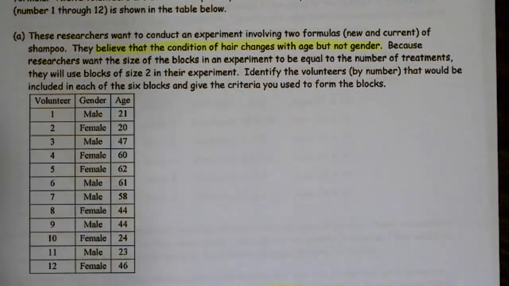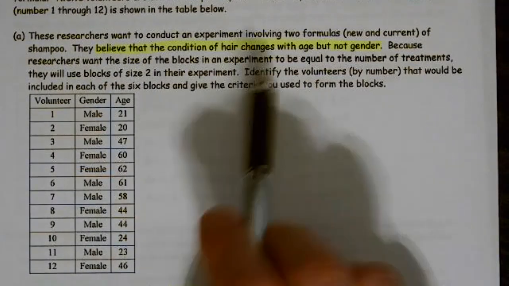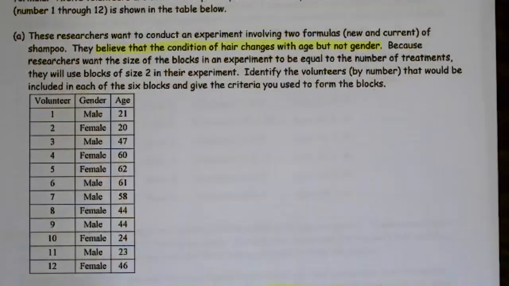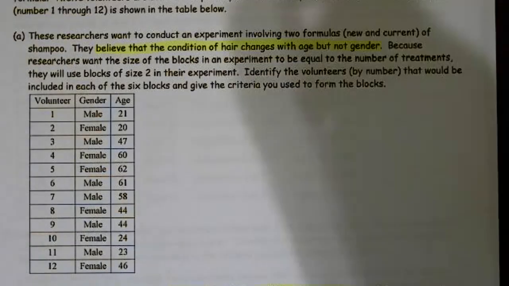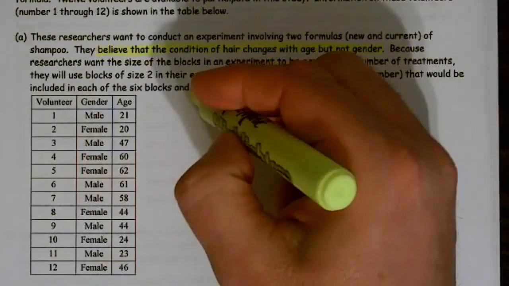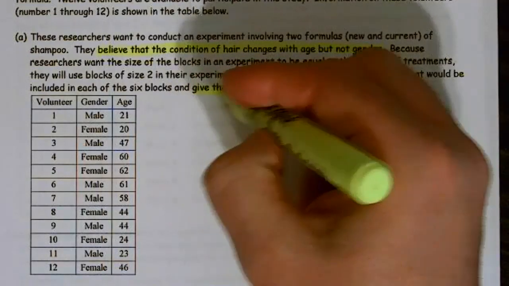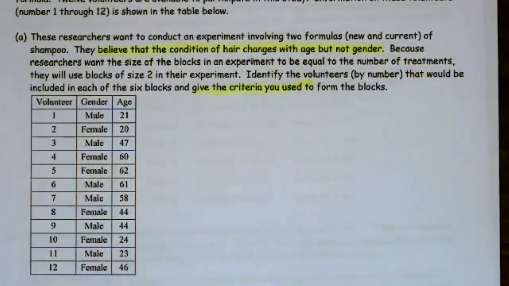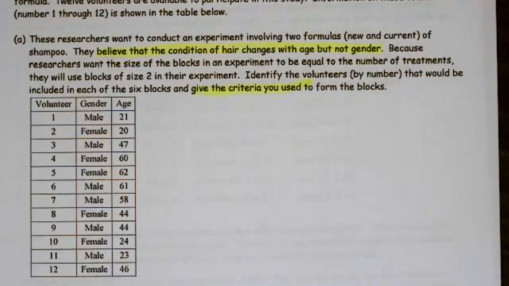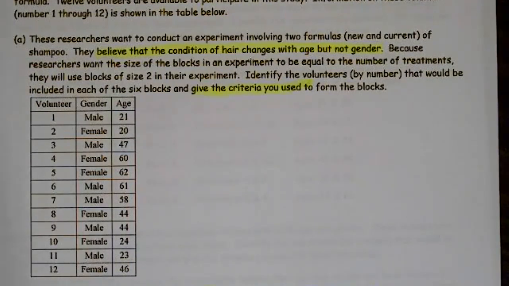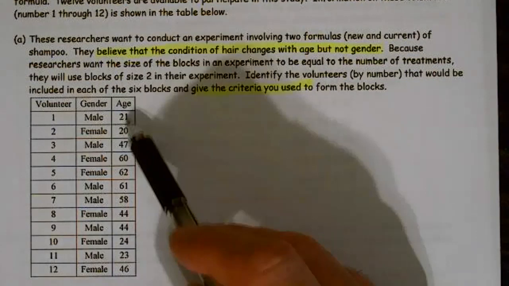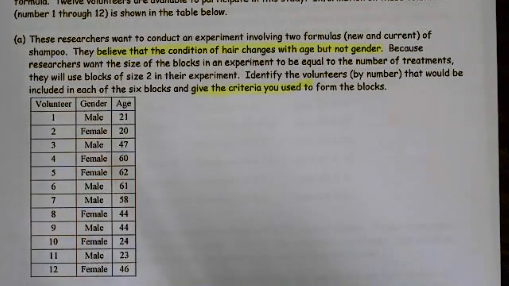All right, well, they said age is important, so that means we're going to need to block by age. And notice they also said to give the criteria, because ultimately we're going to have to block and give the criteria. A lot of times people will do the blocking, but they won't give the criteria. So if we're blocking by age, remember when you block, you want them to be as close as possible in age. In this case, 20 and 21 are right next to each other, so we can put them in a block.